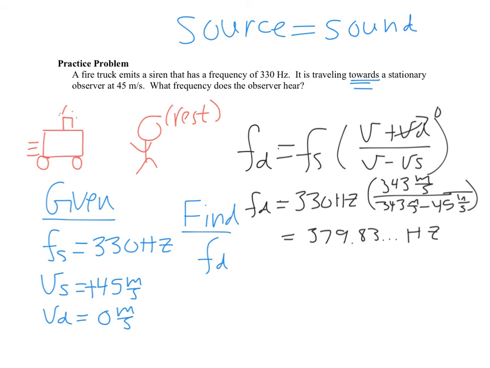This number is higher than the source frequency. Again, if you're getting closer towards the source, then the frequency should be higher, so that makes sense. There are only 2 sig figs, so the detected frequency is about 380 hertz.